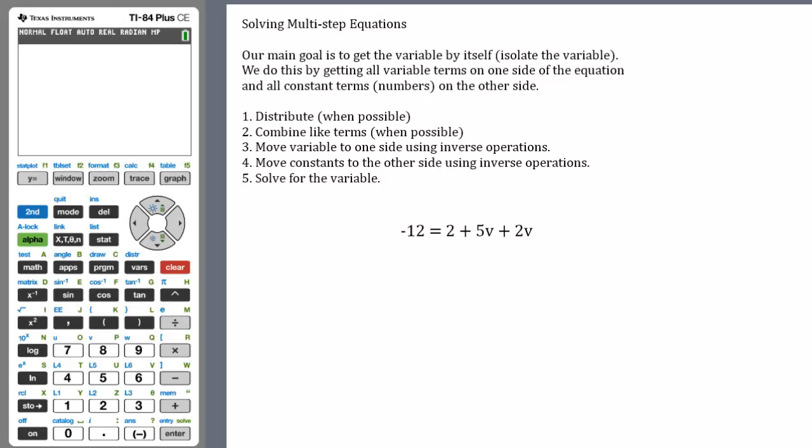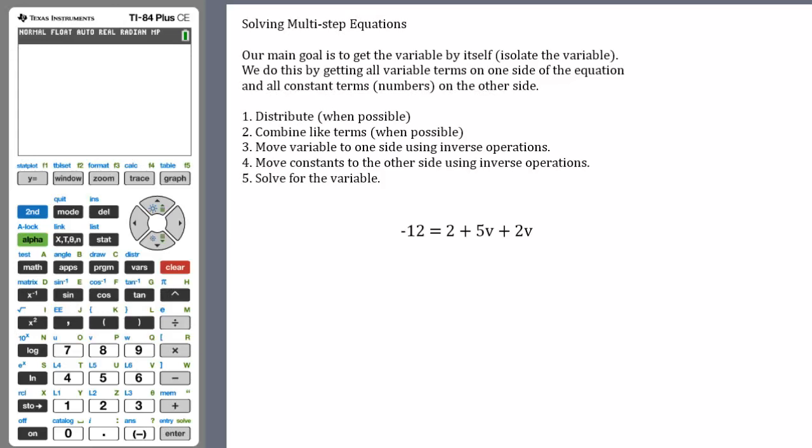So the first thing you're going to do is distribute whenever you can. If you see parentheses, that means distribute. Second, you want to look at both sides of the equation and see if there's any like terms you can combine. Once you've done that, it's basically like solving a regular two-step equation. You're going to use inverse operations to isolate the variable. And always you want to get the variables to one side. Variables are like your x term or your v terms. Get all those to one side, and then you want to get all the constants, which are like your numbers, to the other side. And then you just use inverse operations to get the variable by itself.